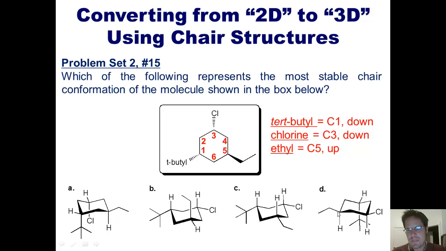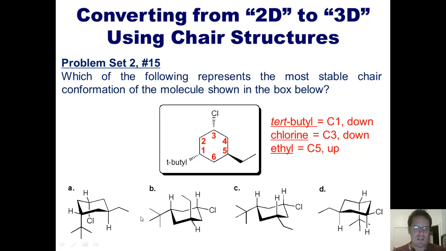Let's look at option D. In option D, I've got my tert-butyl going down, my chlorine going up, and my ethyl going up. So I've got down, up, up. Does that match? Absolutely not. So this is also not a correct chair drawing of this particular molecule. So the only two contenders that are correct chair drawings are option A and option B. The question asks us to choose which of them is the most stable one. Which one do you think is?